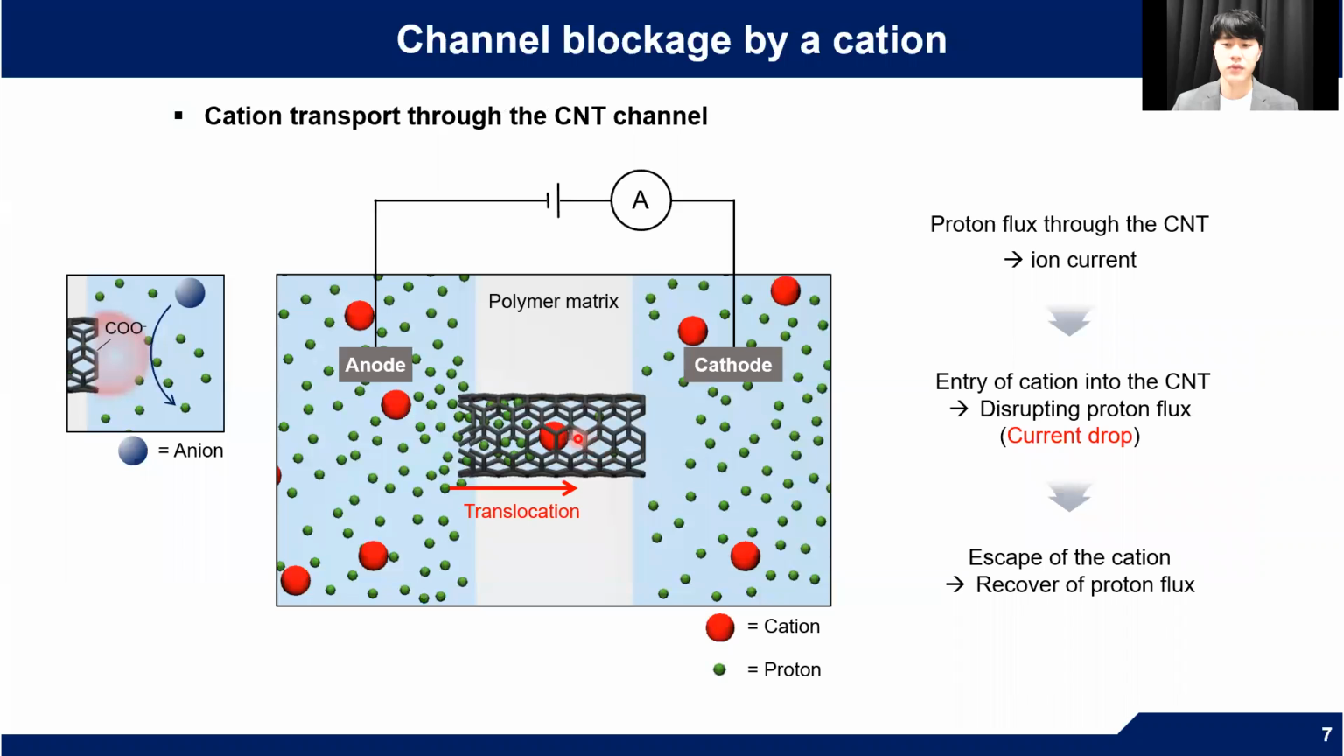When the salt cation escapes from the channel, the proton flux is recovered, returning to the baseline ion current. In the case of anions, they cannot enter the channel due to electrostatic repulsion from negatively charged carboxylic groups. These negatively charged carboxylic groups are formed during the reactive ion etching process.